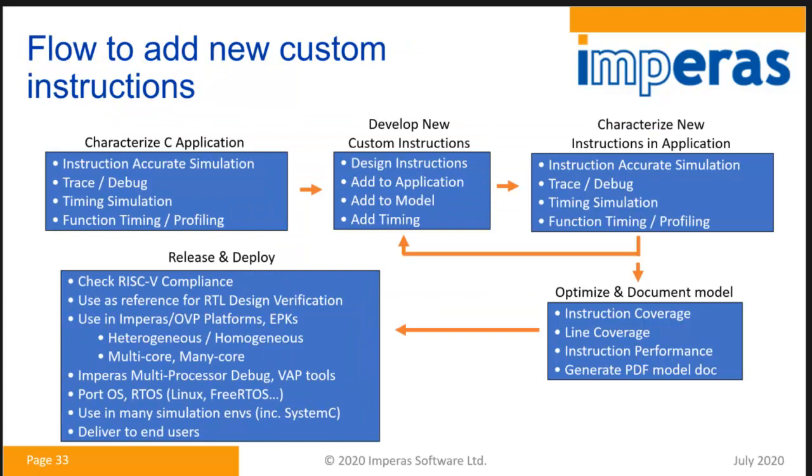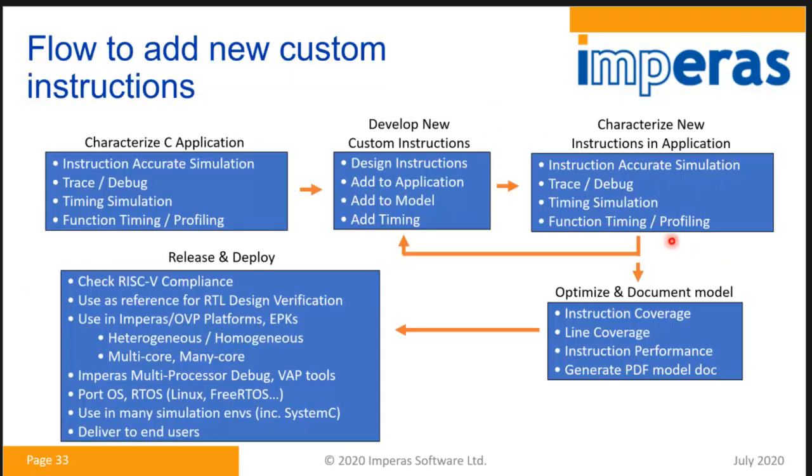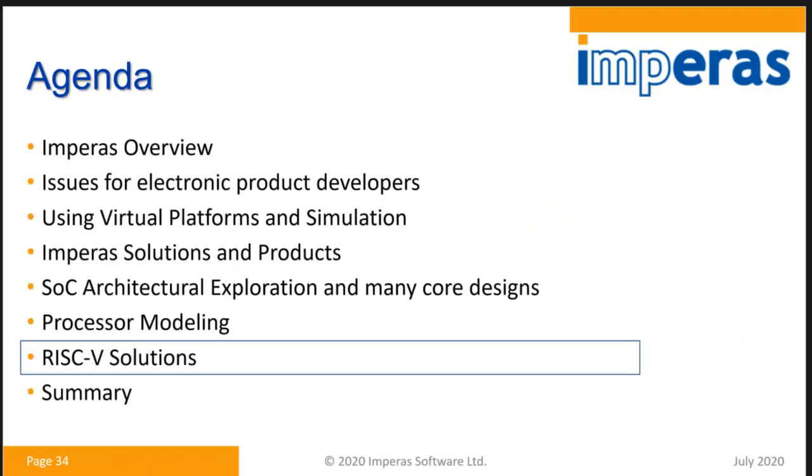We have a flow to develop, like in the RISC-V world, custom instructions, where you can characterize your application, develop new instructions, analyze it and characterize it, and then iterate around. And when you're happy with it, you can go on to check the performance of it and to document it, and then basically release it, check compliance and things like that. So we have all of the technologies there for developing that.